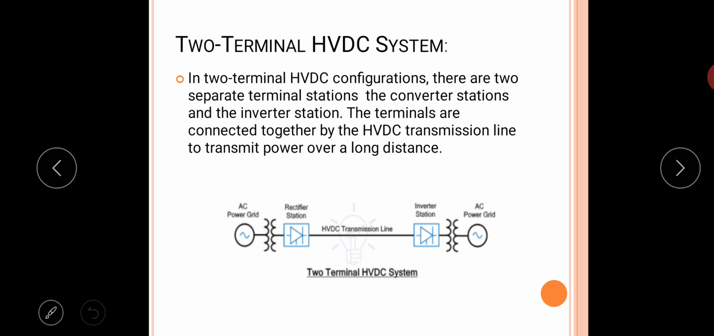Two-terminal HVDC system: here we have two different stations, the rectifier station and the inverter station. These two stations are connected with the help of a DC transmission line. This is also called a point-to-point transmission system since there are no intermediate tappings. It is used to transmit electric power from one point to another which are very far from each other. It is the normal type of HVDC system that is being used.